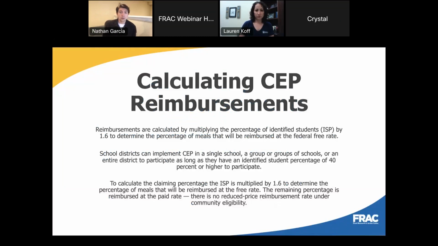So calculating CEP reimbursements is a really important component of this program. Reimbursements are calculated by multiplying the percentage of identified students by 1.6 to determine the percentage of meals that will be reimbursed at the federal free rate. School districts can implement CEP in a single school, a group or groups of schools, or an entire district, as long as they have an identified student percentage, or ISP, of 40% or higher. The remaining percentage is reimbursed at the paid rate. There is no reduced price reimbursement rate under community eligibility.